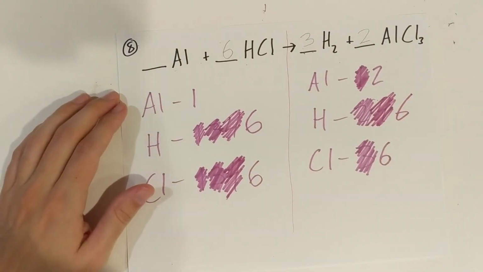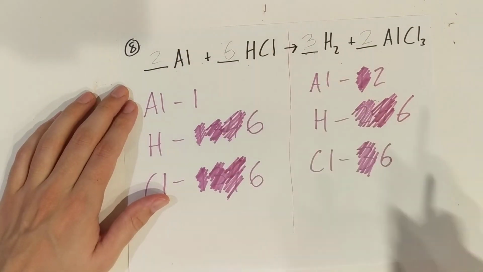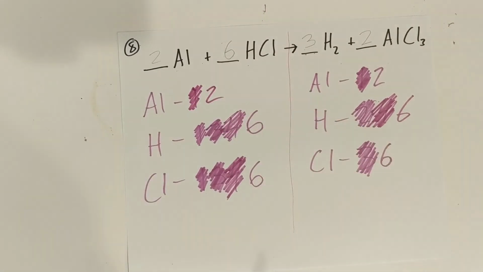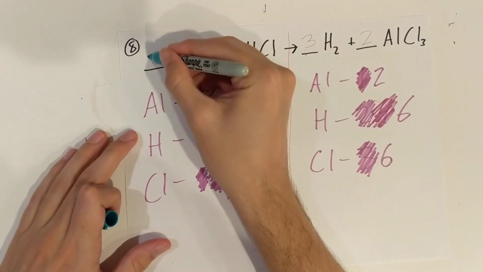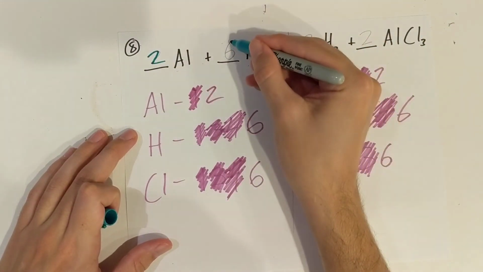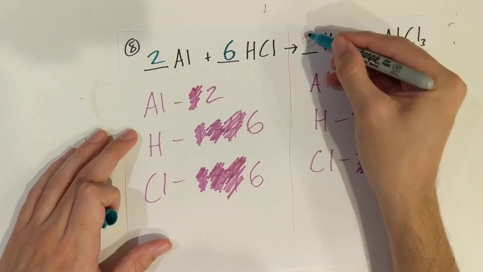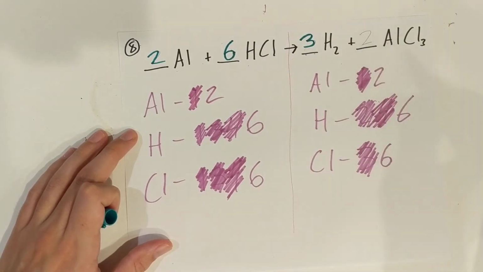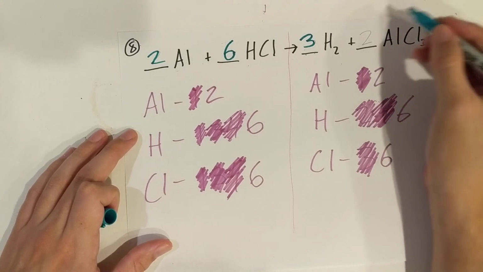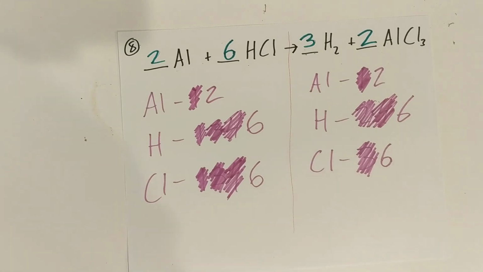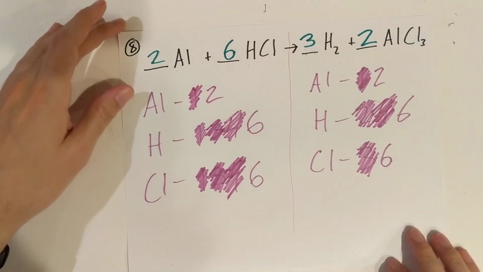Now let's just balance our aluminum out. Real easy. We just want 2. There we go. And we got 2. So everything's balanced. Our answer would be 2 aluminum, 6 HCl, excuse me, 3 hydrogen, and 2 aluminum chloride. And that is how you do all 8 of those balancing equation problems.